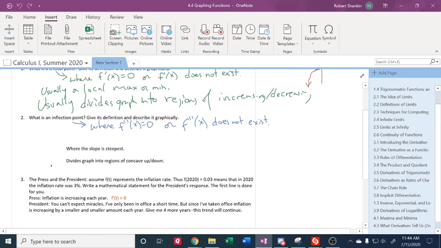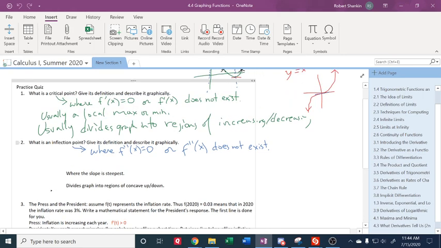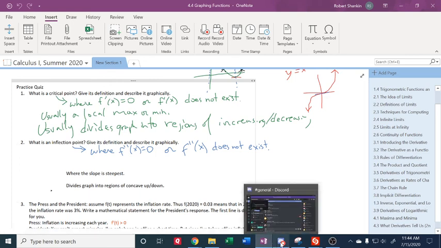All right. How are you with inflection points? Are they almost as good? Are you almost as clear with them as critical points? Or is it more fuzzy? Just give me a little feedback here about inflection points.